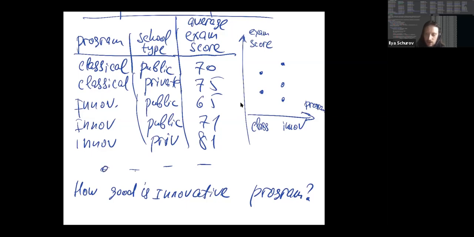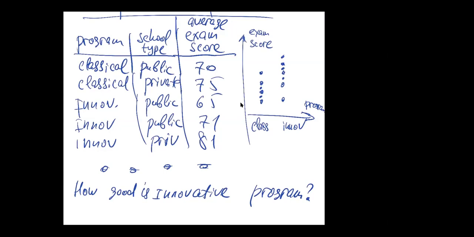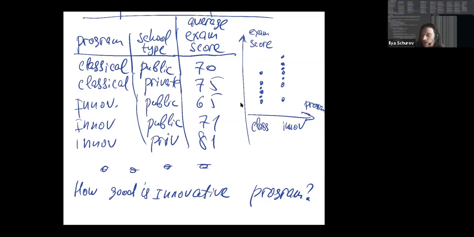Yeah, in fact, this is not the end of the table, so we can continue. We probably have some more data. Something like this. So what do you do next? So maybe I would look at the number of the high exam scores, and in this plot I see that the highest exam scores are in the innovative program, and also I see that there are more dots that are higher in the innovative program.